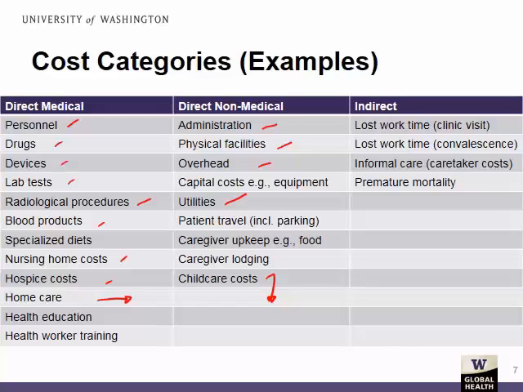The indirect costs include lost work time when you're visiting the clinic or when you're getting better after an illness episode. And then there's what we call informal care for the caretaker. And then we have this dimension of premature mortality. The idea that if you die from an illness before your time, quote unquote, based on the average life expectancy of your country, that is a cost associated with the illness.